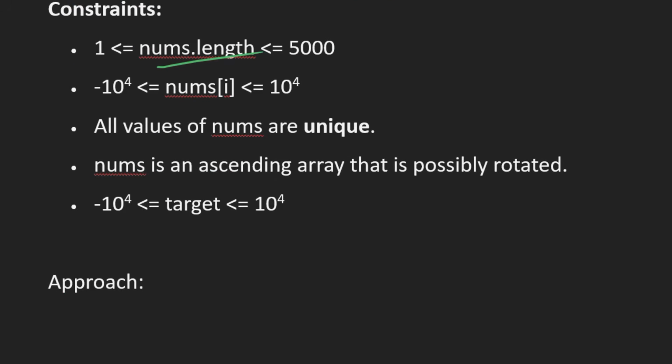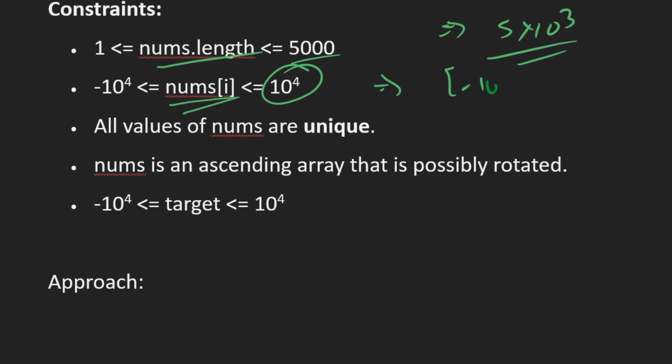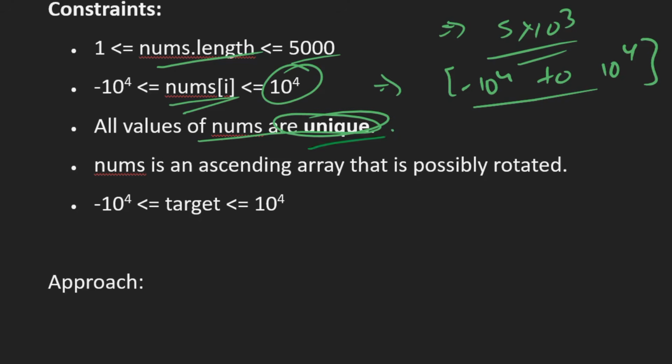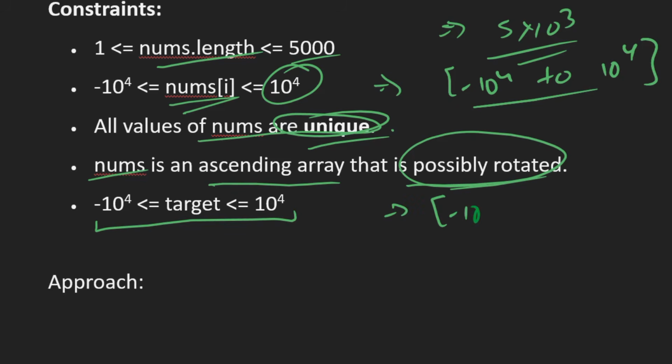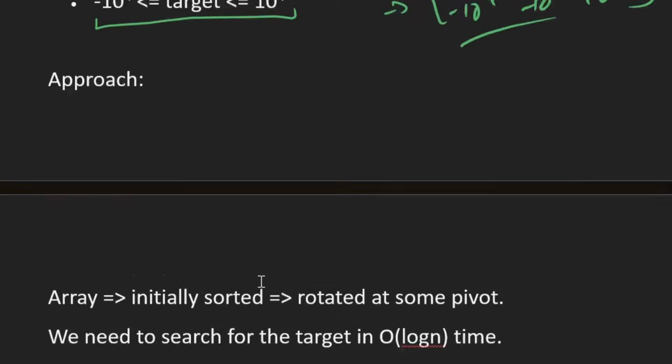So our nums array length, that is nums.length, can be up to 5000, that is 5 times 10 to the power 3, and each element in the nums array can be from -10 to the power 4 to 10 to the power 4, right? And it is given that all the values in the array are unique, and also our array is an ascending array which can be rotated, right? And even our target value is also from -10 to the power 4 to 10 to the power 4, right? So let's start with the approach.